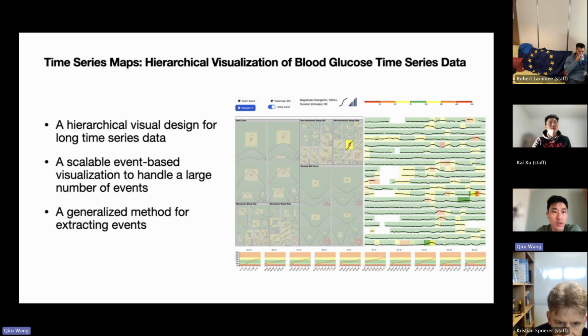Next chapter, we introduce time series maps, which focuses on long time series data. It offers a hierarchical visual design for long time series data with the ability to handle a large number of events extracted from the dataset. In this paper, we used 2 real-world blood glucose datasets recorded by continuous glucose monitors, provided by domain experts and from another research paper.